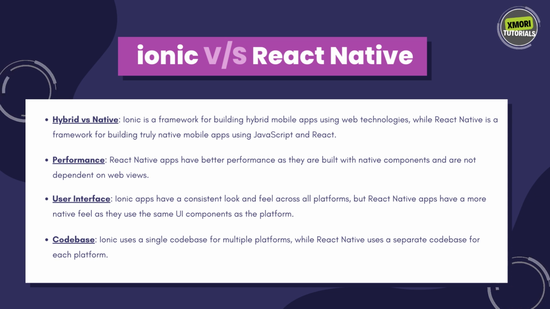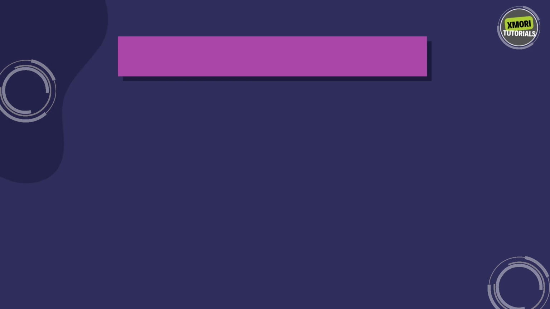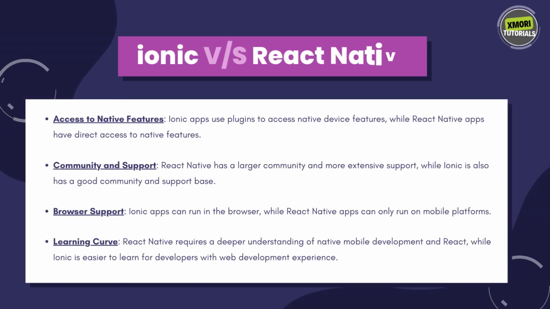Codebase. Ionic uses a single codebase for multiple platforms, while React Native uses a separate codebase for each platform. Access to native features. Ionic apps use plugins to access native device features, while React Native apps have direct access to native features. Community and support. React Native has a larger community and more extensive support, while Ionic also has a good community and support base.